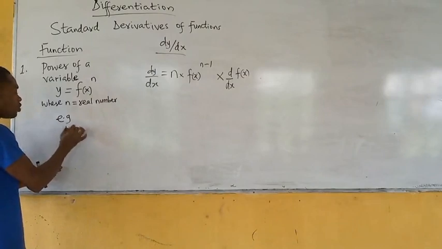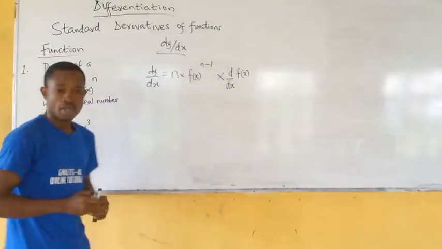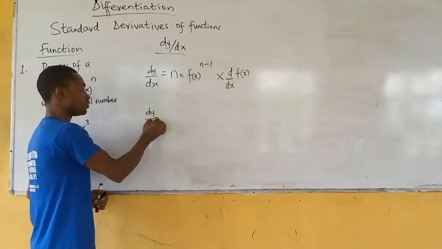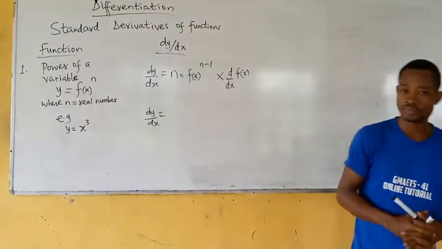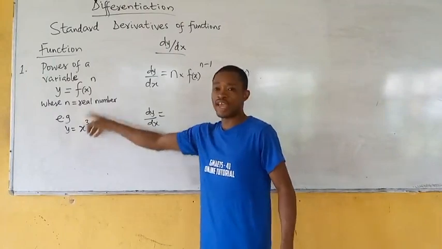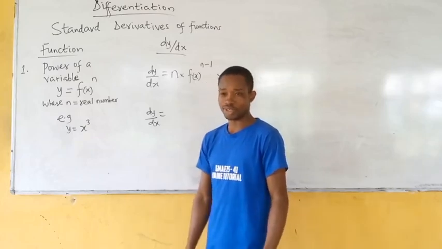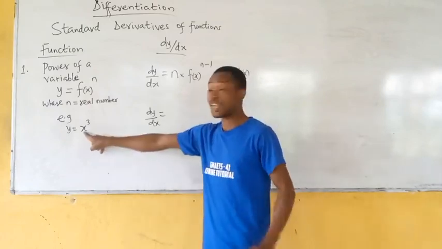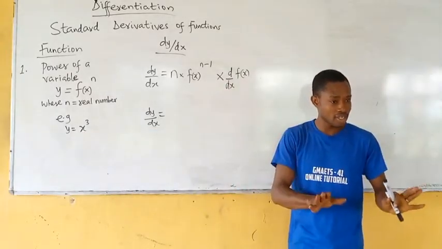Example one. You are given y to be equal to x raised to the power of 3. How can we get our dy dx for this? Are we ready? What is the major part of cubic x, or x raised to power 3? The 3. Good. And the minor part is the x. So you see our f of x is simply x, the base. Am I communicating?